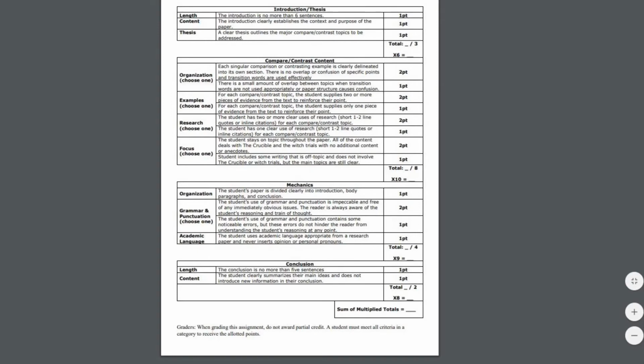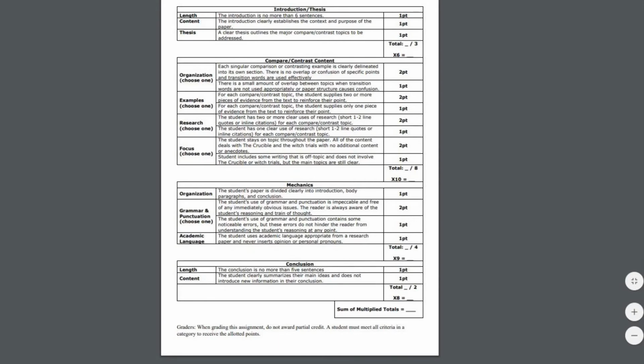Okay, so it says compare-contrast content. Each singular comparison or contrasting example is clearly delineated into its own section. What that means is that you use a separate paragraph for the comparison information and a separate paragraph for the contrasting information. It says there is no overlap or confusion of specific points, and transition words are used effectively.